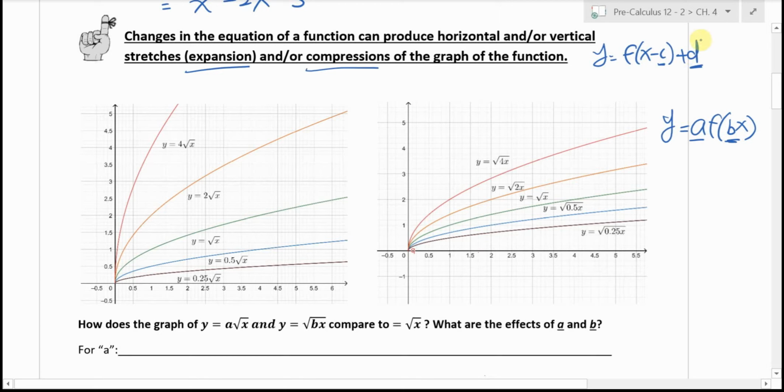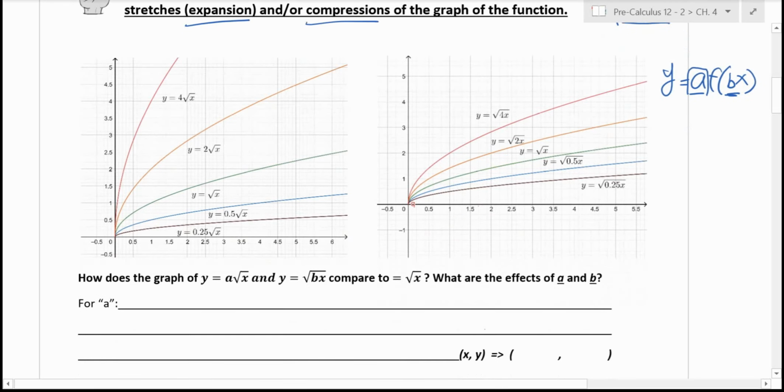a, just like d, really exists outside of the function. You see that's the function, plus d is at the end. Similarly, a is in the front, so this talks about the expansion or compression vertically. So we're going to compare them. Now, let's look at a first and see how a affects the graph.